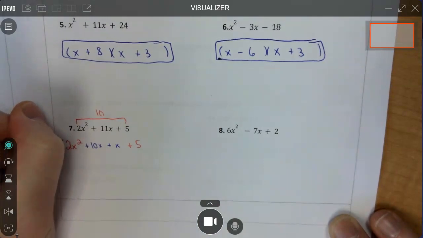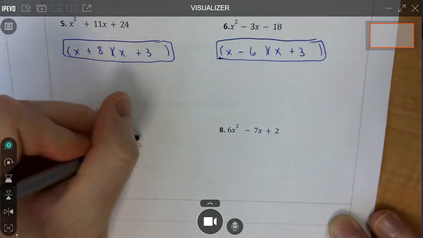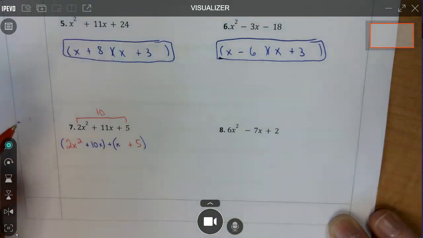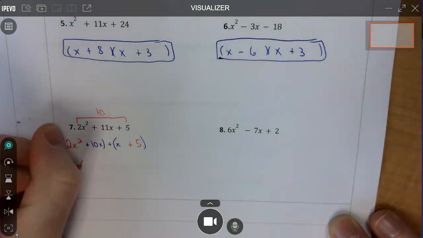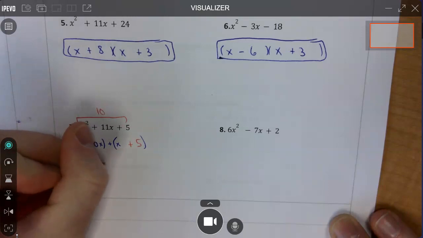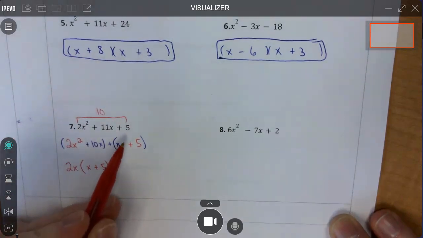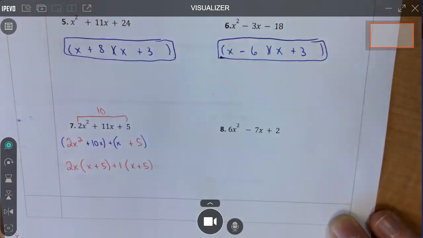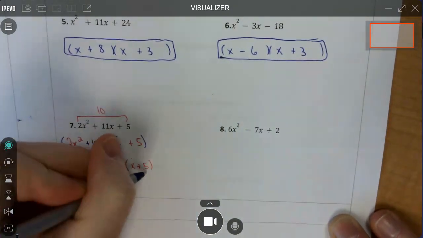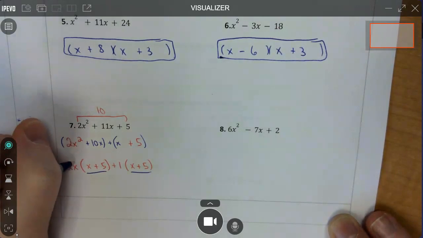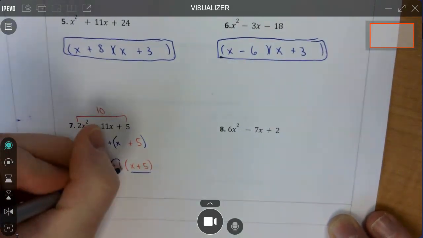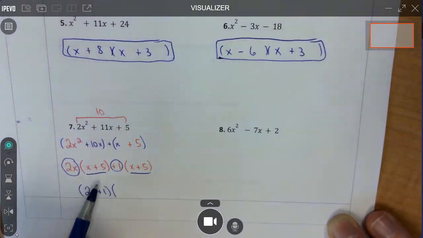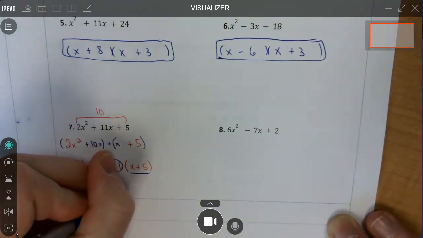And then group the first two, group the last two. What's the greatest common factor of 2x squared and 10x? That's a 2x, and that gives me x plus 5. The only thing that can be factored out of x plus 5 is a 1. And again, notice your common ones, they have to be the same, and your outside ones. So the outside ones become one answer, and your common inside ones become your other answer.